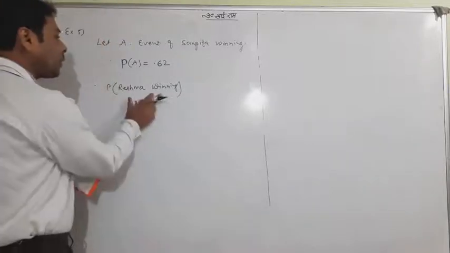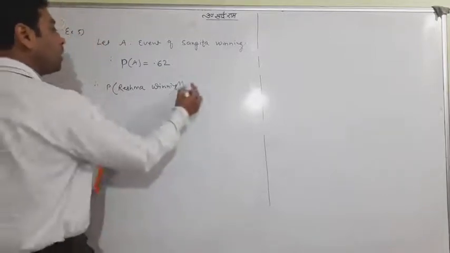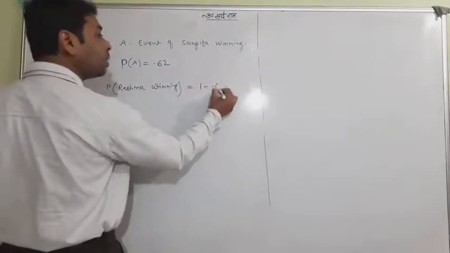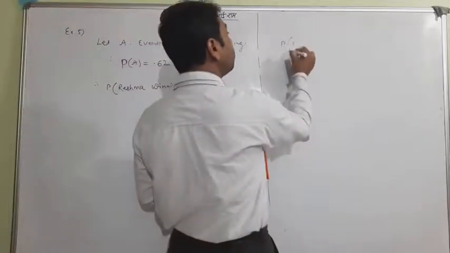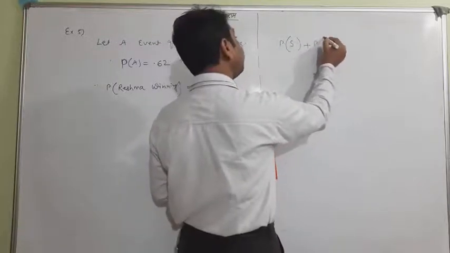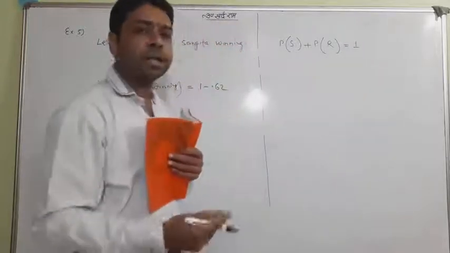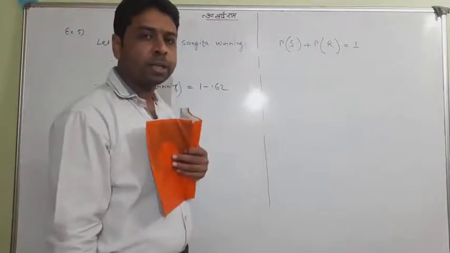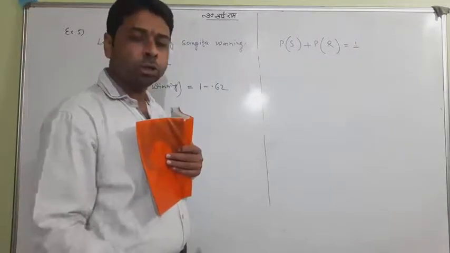But if someone writes only this, it is acceptable. Probability of Reshma winning is what? One can understand that it is 1 minus 0.62. Don't be afraid of the 1 minus; I taught you this thing. Look here. Probability of Sangeeta winning plus probability of Reshma winning has a sum of 1 because only two players are there. So probability of Sangeeta winning plus probability of Reshma winning is actually 1.